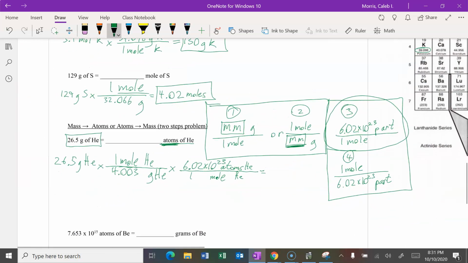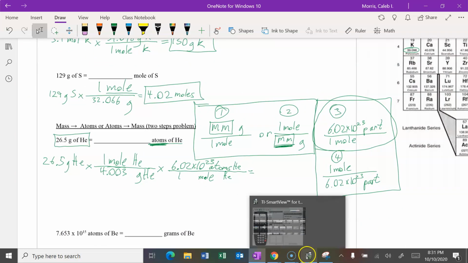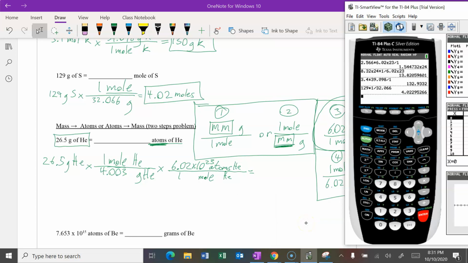And then we could put that in our calculator. Don't forget, when we do scientific notation, we're going to use the E button. So we start out with 26.5 times 1 over 4.003 times 6.02, second comma is E, 23, times 10 to the 23rd, we put E23 divided by 1, and I get this number over here.